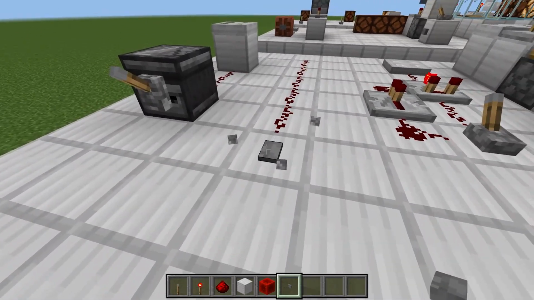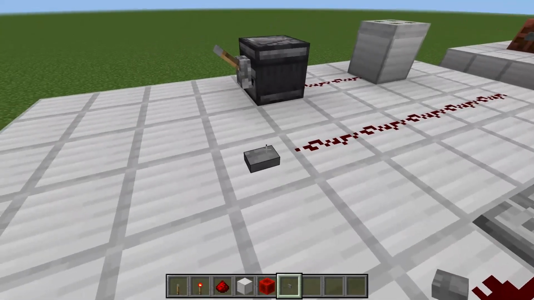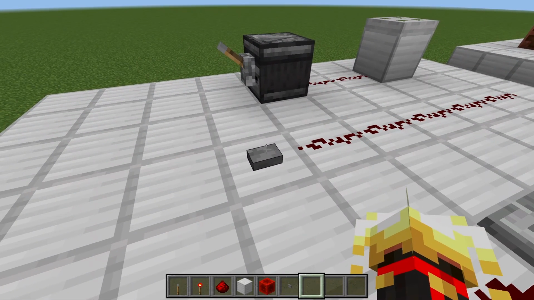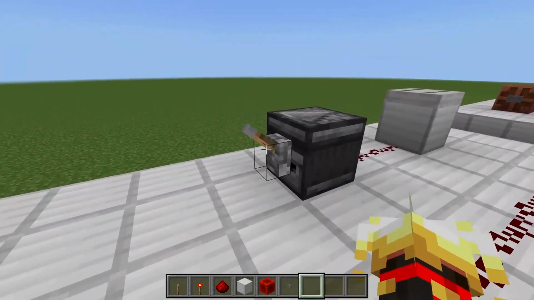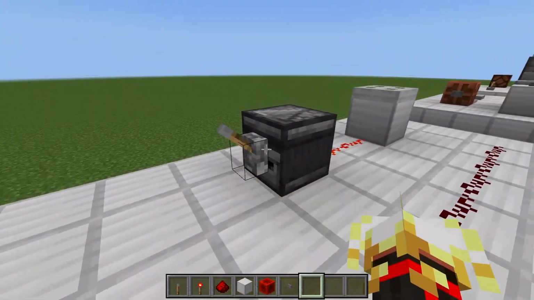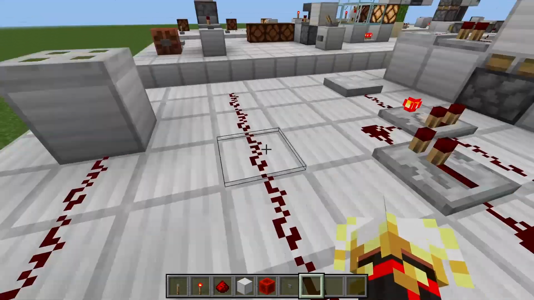The first way is a button, for example, that generates a 10 tick pulse with a stone button, a 15 redstone tick pulse with a wooden one. An updating observer creates a brief pulse of 1 tick long.